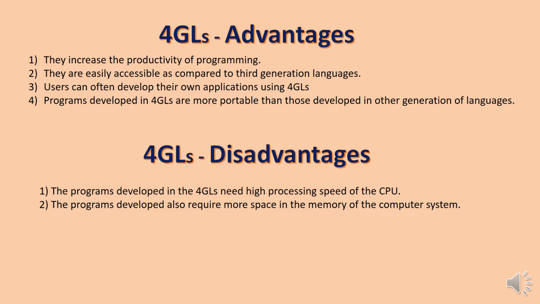Now disadvantages: the programs developed in fourth generation languages need high processing speed of the CPU, because the fourth generation languages are executed at a slower speed by the CPU. That's why we need a high processing speed CPU. The programs developed also require more space in the memory of the computer system.